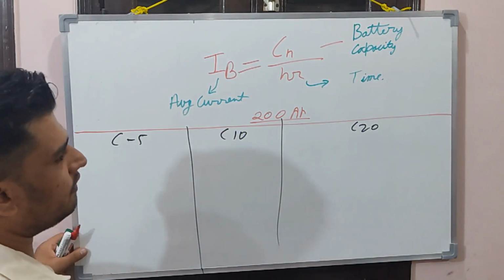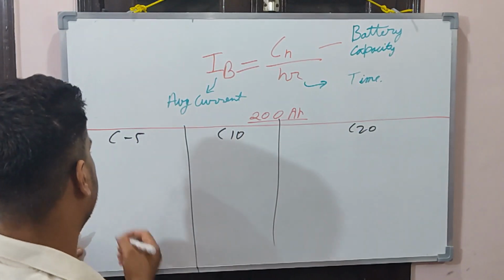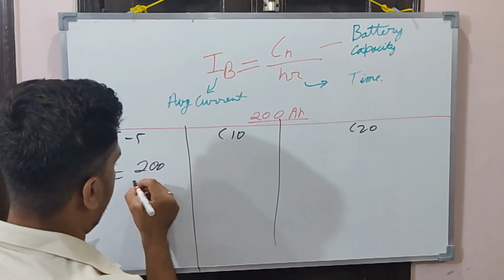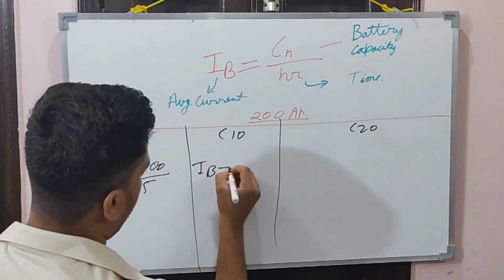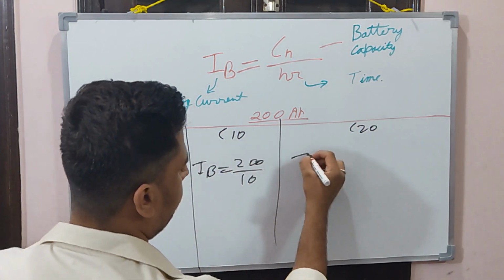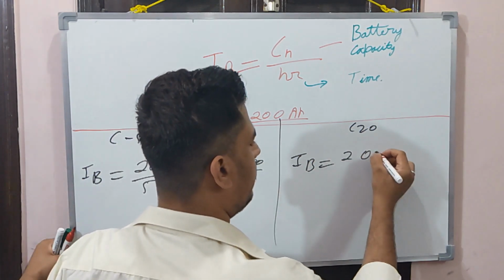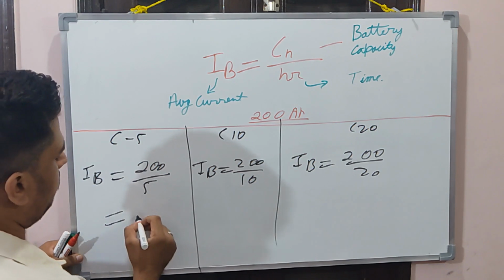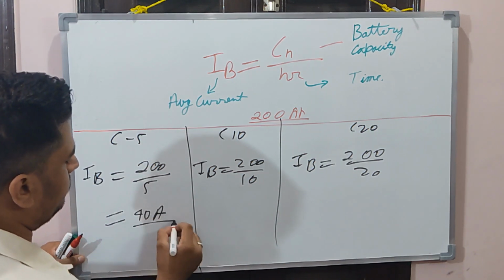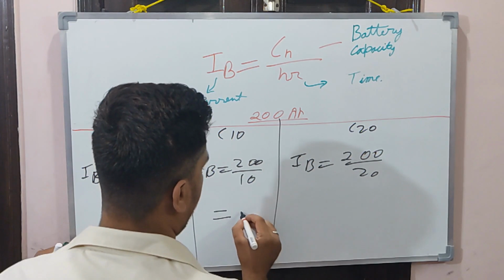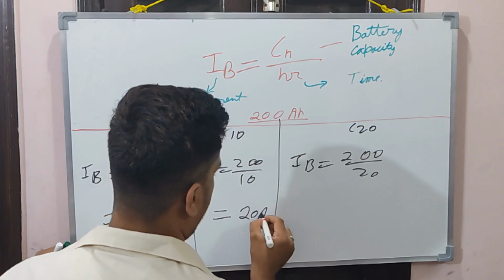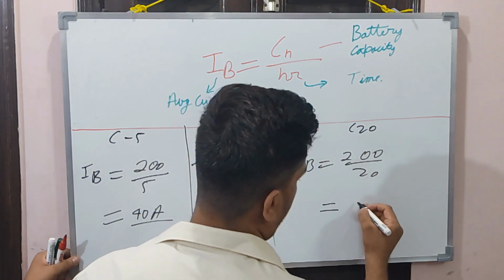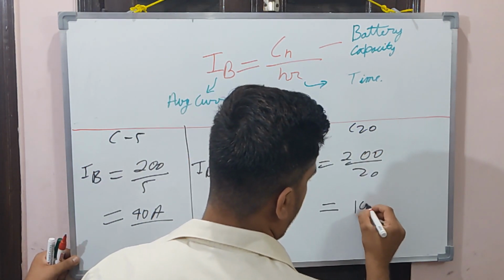Now we will calculate the current. IB here will be 200 upon 5, IB here will be 200 by 10, and IB here will be 200 by 20. So here the current will be 40 amps, here the current will be 20 amps, and here the current will be 10 amps.